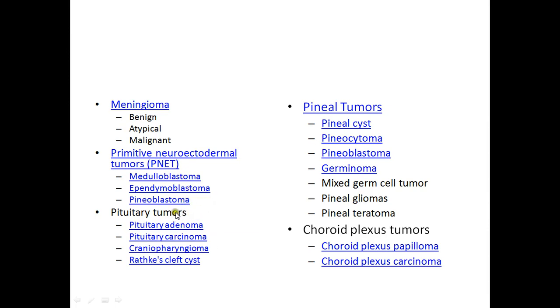As the pituitary gland is also a very important structure, tumors can be there in the form of adenomas, carcinomas, or craniopharyngiomas. And tumors can also be there in the pineal region in the form of pineal cyst, pinealocytoma, pinealoblastoma, and germinomas.